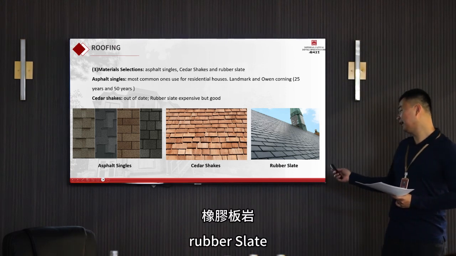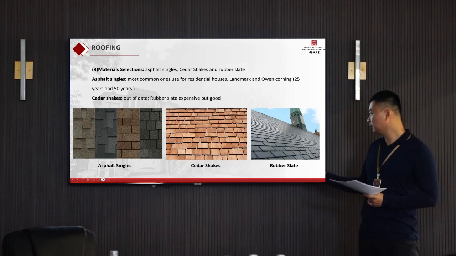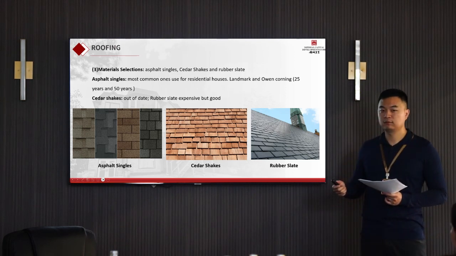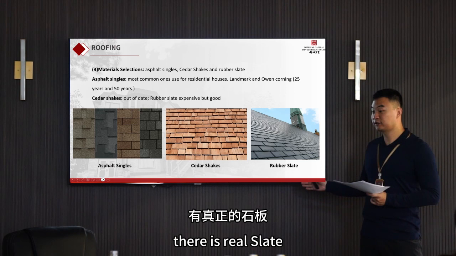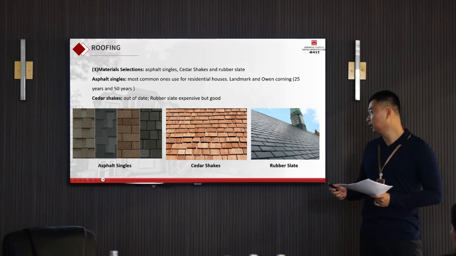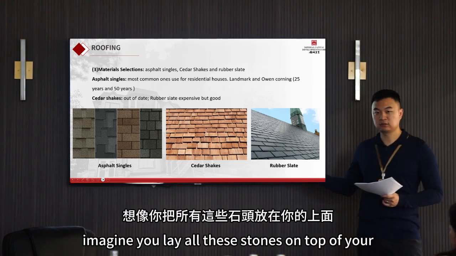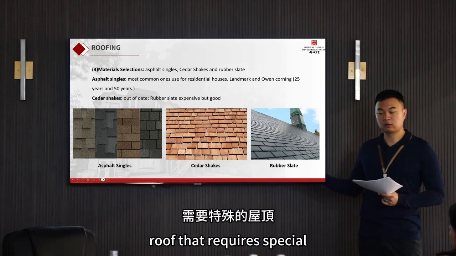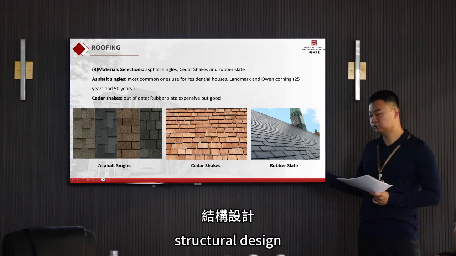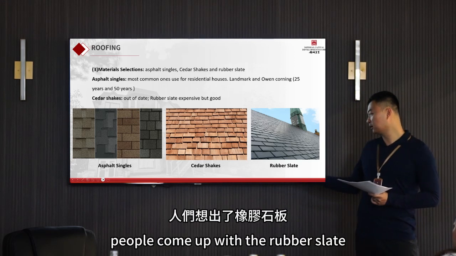So rubber slate, as you can see, it's rubber. But slate is a stone. So there's real slate, which is stone. That requires a very, very strong structure of your house. Imagine you lay all these stones on top of your roof. That requires special structural designs for it. So instead of using real slate, people come up with the rubber slate.